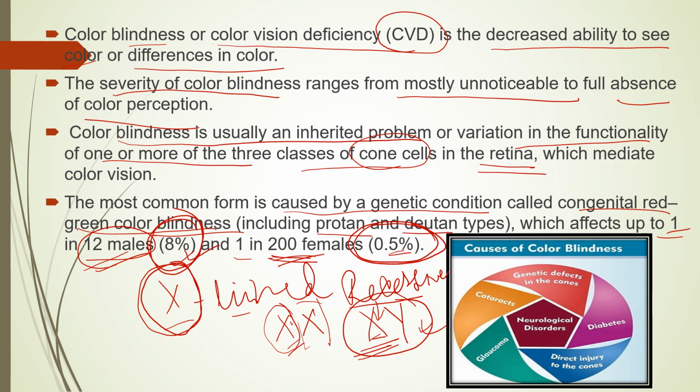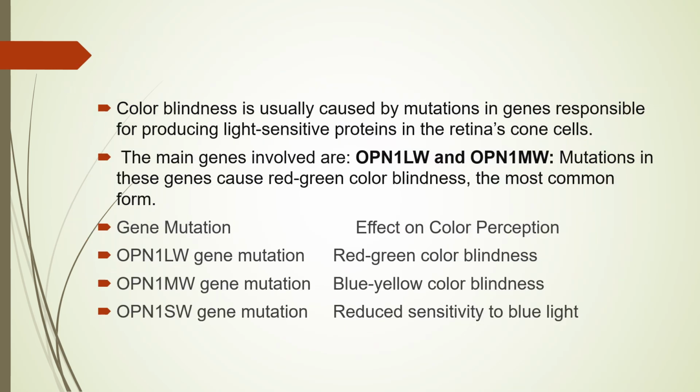Now let's move on to the next slide. If we go into a bit more detail about which genes are affected in color blindness, we will see that color blindness is usually caused by mutation in genes which are responsible for the light sensitive proteins in the retina's cone cells. So the light sensitive protein producing cells are damaged, or a mutation is happening in those genes.